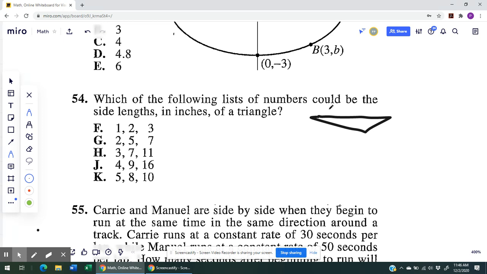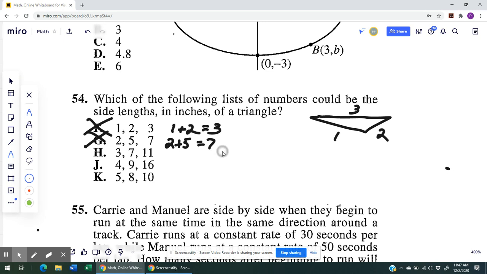For example, if we look at possible answer F, if I have sides of lengths 1 and 2, 3 is not an acceptable length for the third side. We need something greater than 3, because 1 plus 2 is equal to 3, so F is no good. Answer G, 2 plus 5 is equal to 7. It would need to be greater than 7, so G is no good.